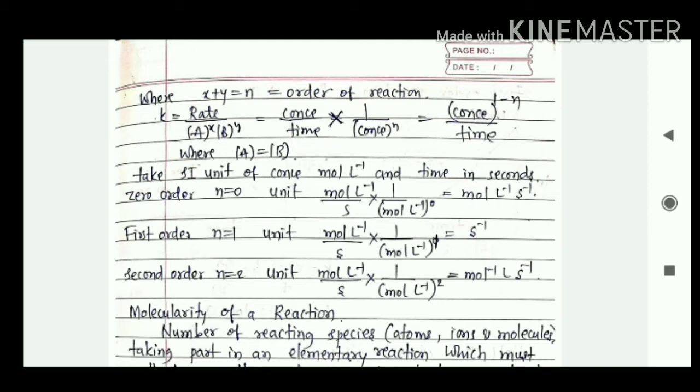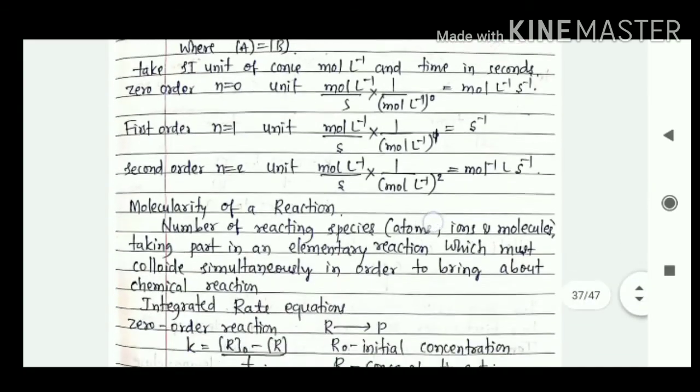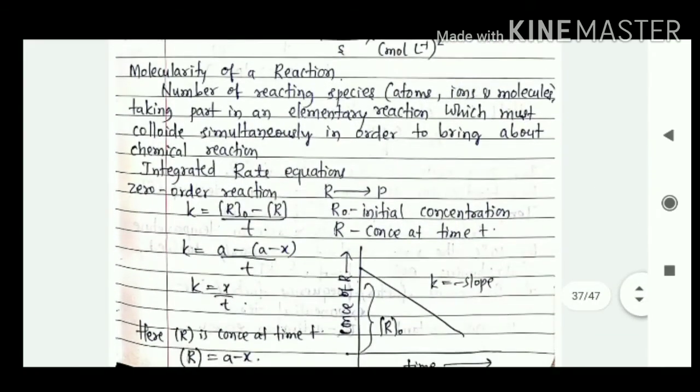If we consider n equal to 1, in the case of a first order reaction, the unit is mole per liter divided by second into mole per liter raised to 1, so for the first order reaction the units are per second. For second order, n is equal to 2, the unit is mole per liter divided by second into mole per liter raised to 2, so the unit is liter per mole per second. Then we have one more concept, known as the molecularity of a reaction. It is the number of reacting species, atoms, ions or molecules, taking part in an elementary reaction which must collide simultaneously in order to bring about a chemical reaction.